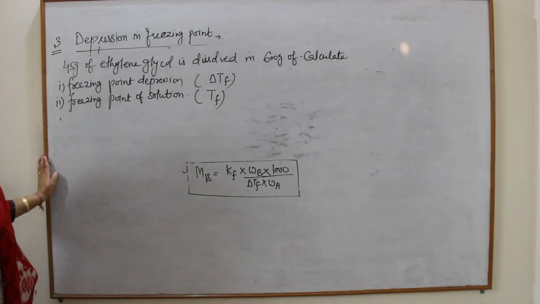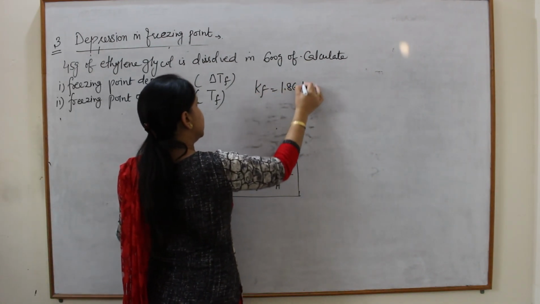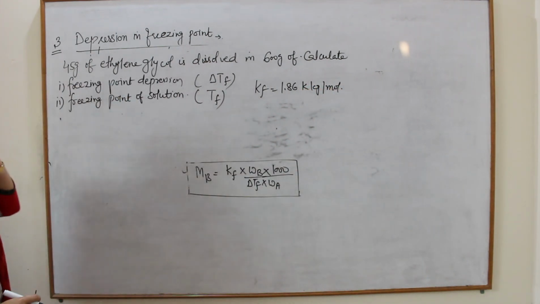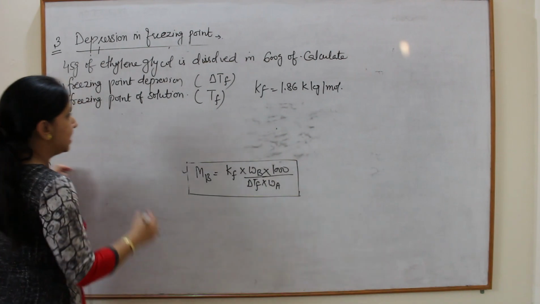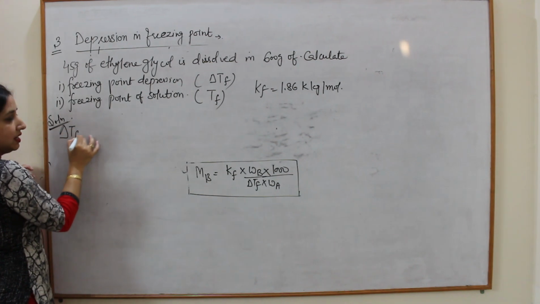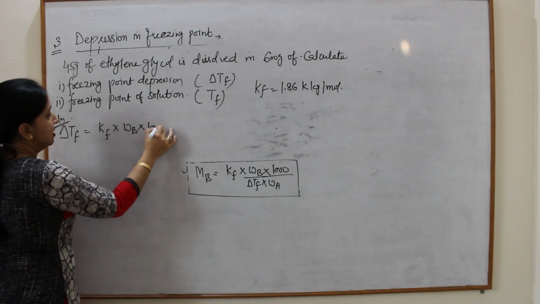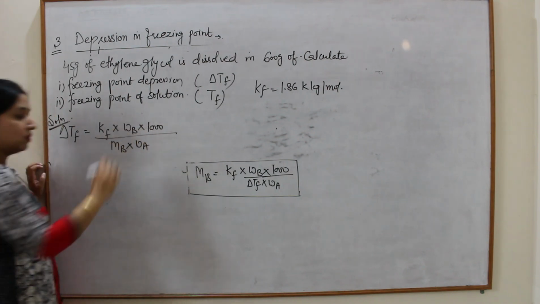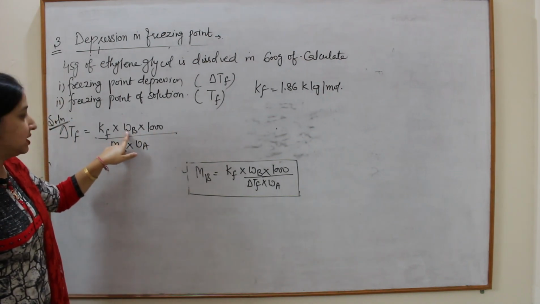So KF is given as 1.86 K kg per mole. So this is the value of KF. With the help of this formula we can calculate the value of delta TF. So solution: delta TF will be equal to KF into WB into 1000 upon MB into WA. So KF, we have been given the value of KF. WB means the weight of solute.